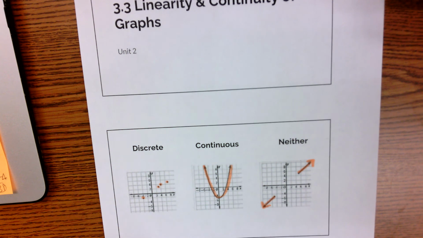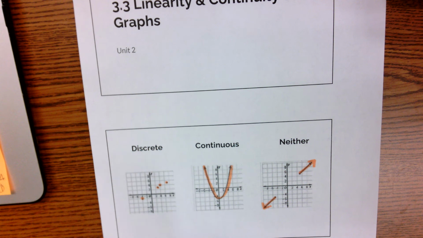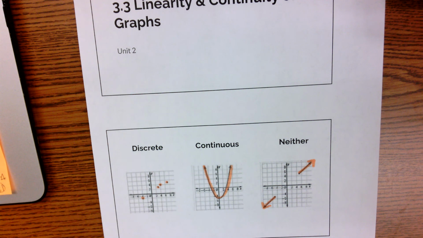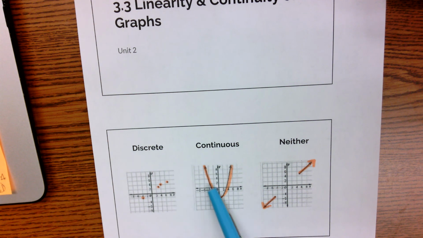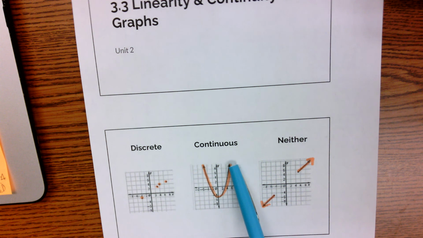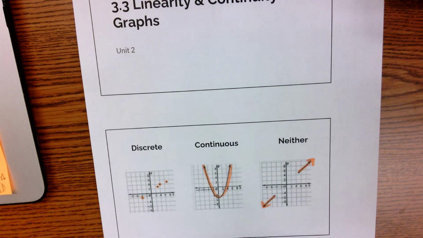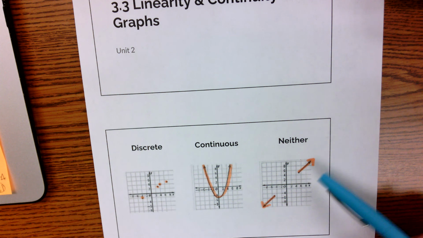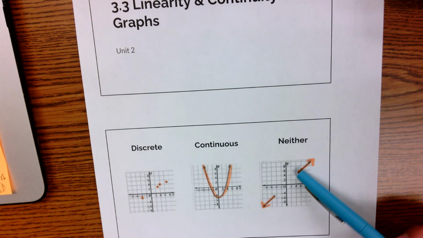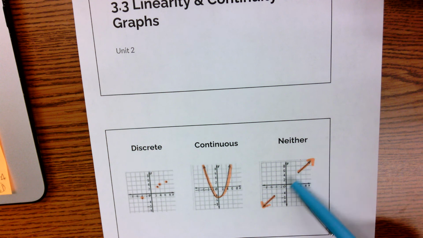So in this first one, we notice that there are dots kind of all separated. That makes it discrete. In this middle one, if I were to trace it, it's a consistent tracing with no pickup of my pen. So that one is continuous. And then over here, we have neither. There are parts that are connected, but then there are also parts that are separate. So that would fall under the neither.